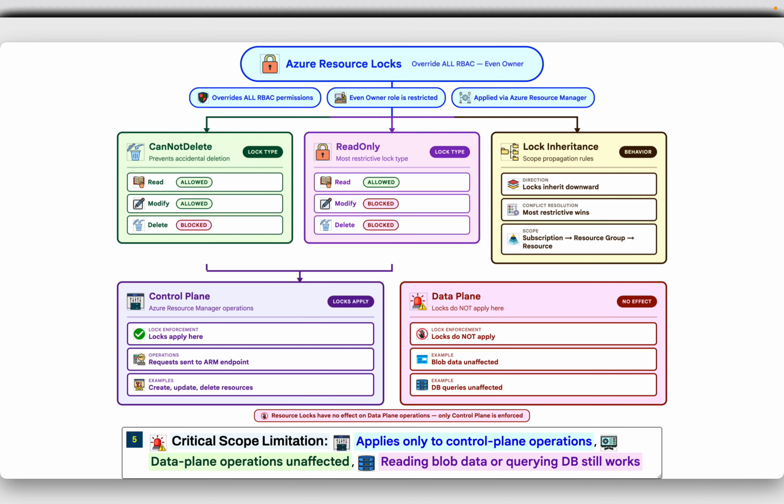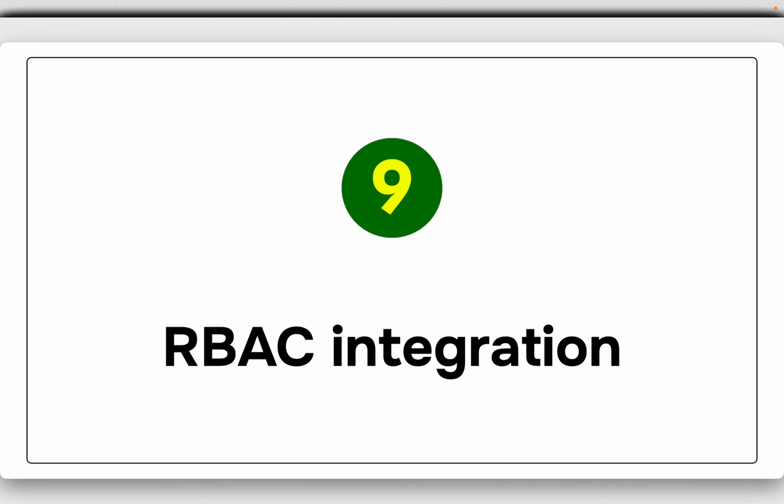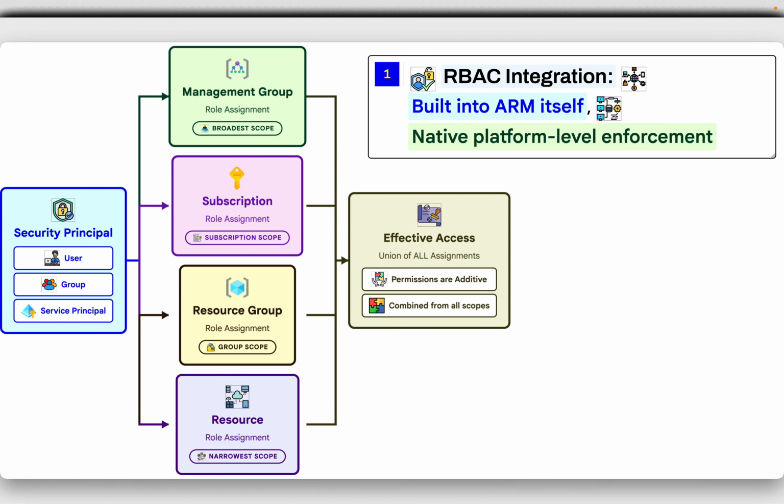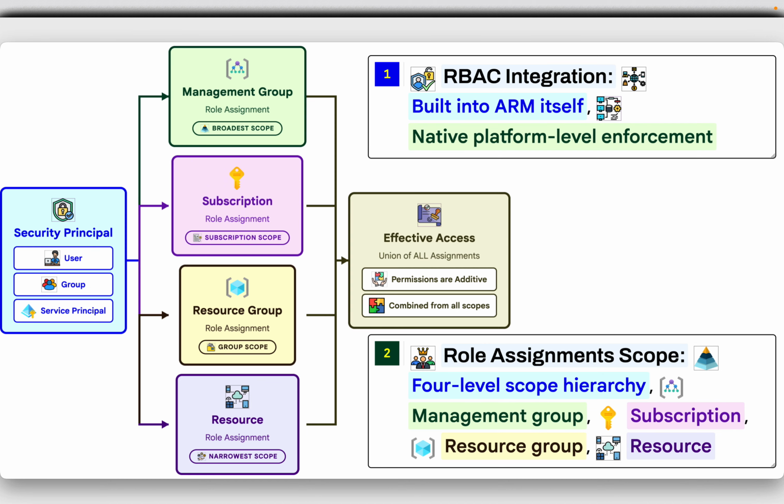Ninth topic, role-based access control integration. RBAC is built directly into Azure Resource Manager itself. It provides native platform-level enforcement for every request. Role assignments follow the same 4-level scope hierarchy: management group, subscription, resource group, and resource.